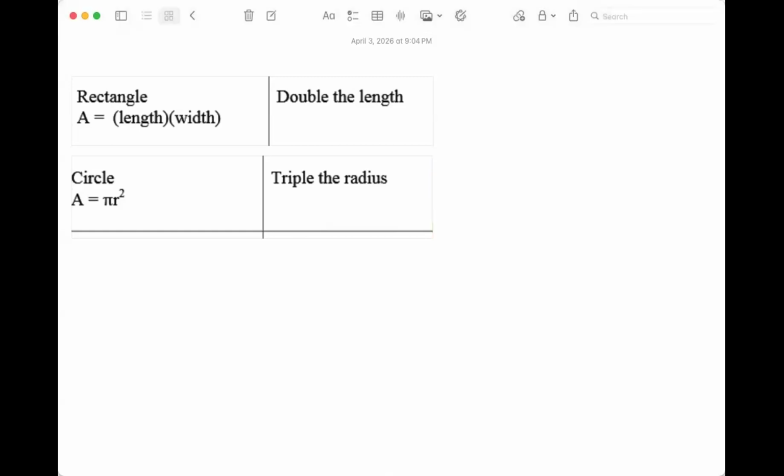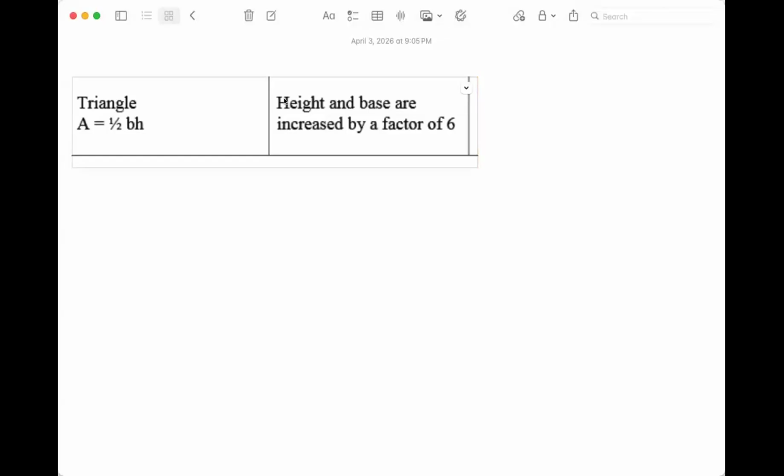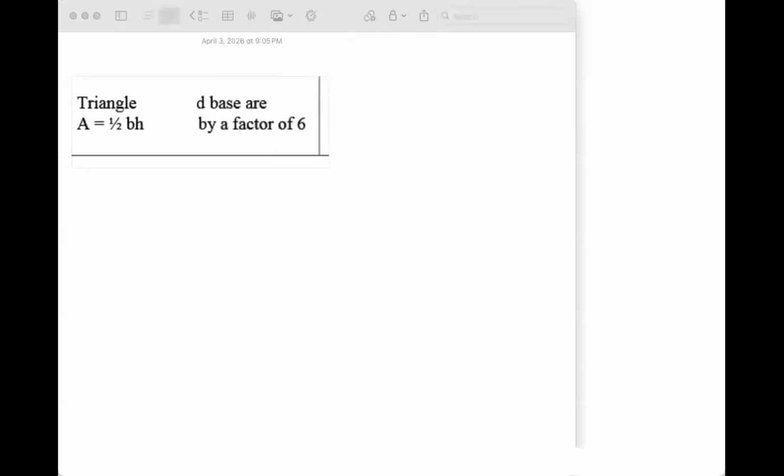So you should be able to clearly tell, if I change the dimensions of a solid, how the area will be affected. Now, how about this? You're going to answer this one. Please, I'm expecting you. This is only 2D. The area of a triangle is half BH. Height and base are increased by a factor of 6. You guys tell me, please. Substitute, find out, and tell me what happens to the area. I'm going to wait.